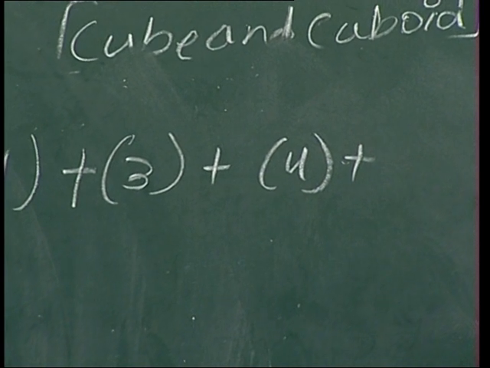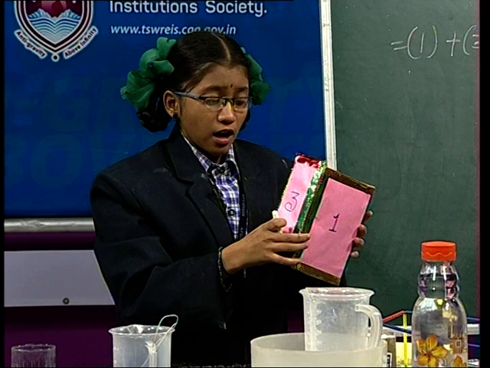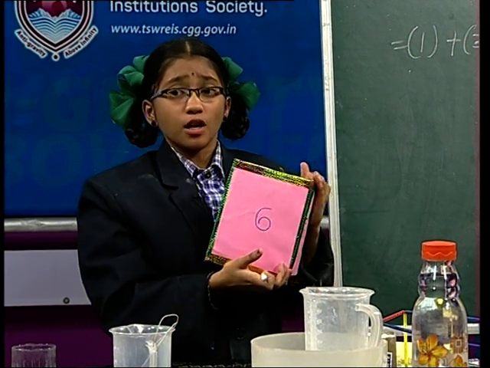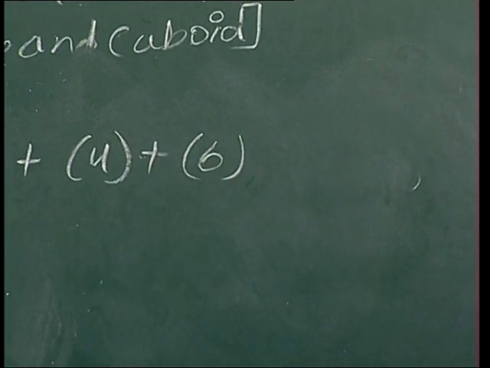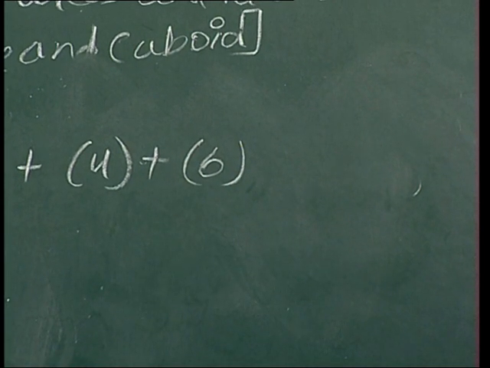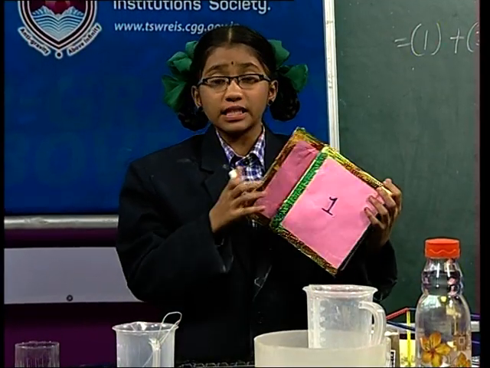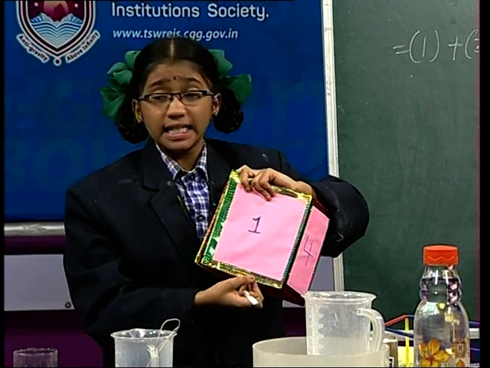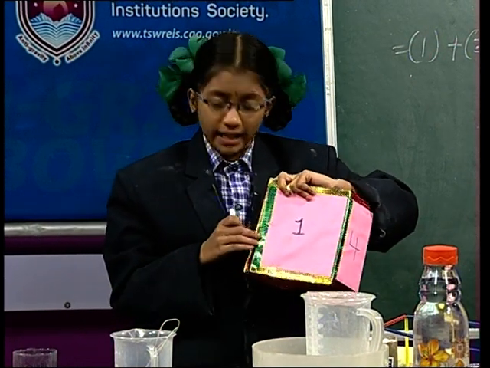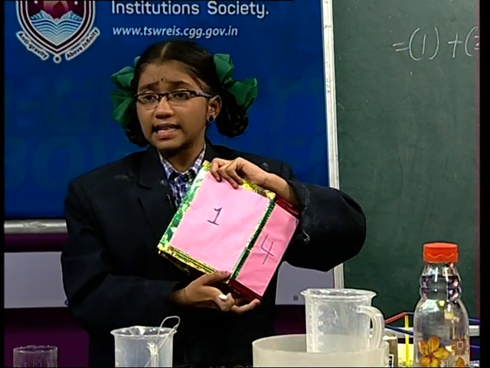Plus next the sixth face. Where do you observe the sixth face? Here we observe the sixth face. So add the sixth face also. So we add it. First find the lateral surface area of this box. Here this gold color indicates the length, this green color indicates the height and this red color indicates the breadth.